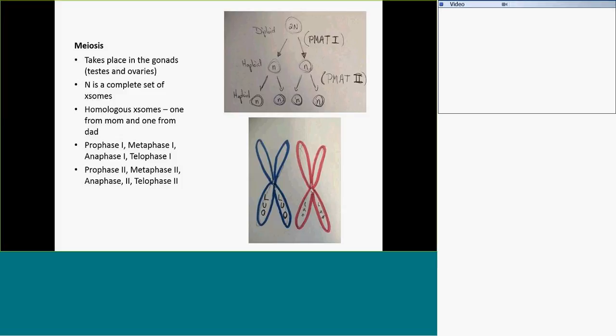When we look at meiosis, we see a series of two divisions. Think of PMAT to keep the order straight: prophase, metaphase, anaphase, telophase. This is taking place within the gonad, our end goal being one set of chromosomes, so that when the pronuclei fuse together, we return to that diploid state, the 2N state.